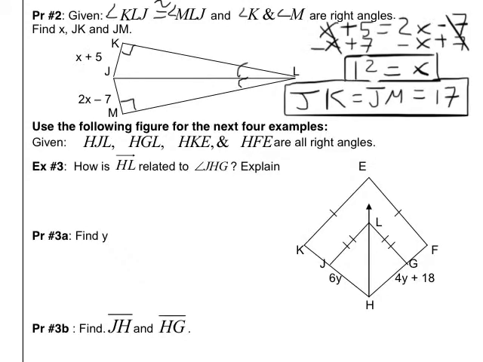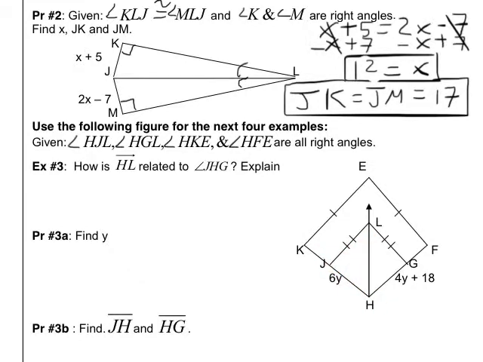Okay, here's what you should have got. You should have gotten that x equals 12 and that JK is equal to JM, which is 17. So hopefully that's what you got. And yeah, let's move on. So now let's use this in the next drawing here. And again, I'm going to fill in the information. I got angle HJL, angle HGL, angle HKE, and angle HFE are all right angles. So let's just write that all in.